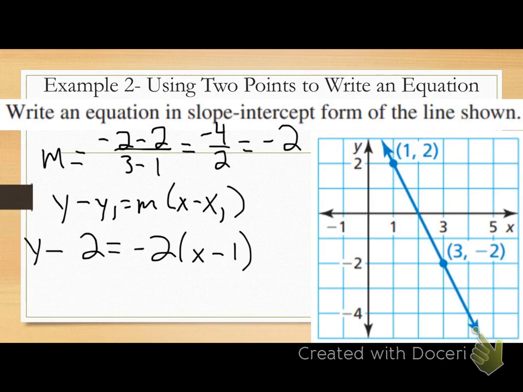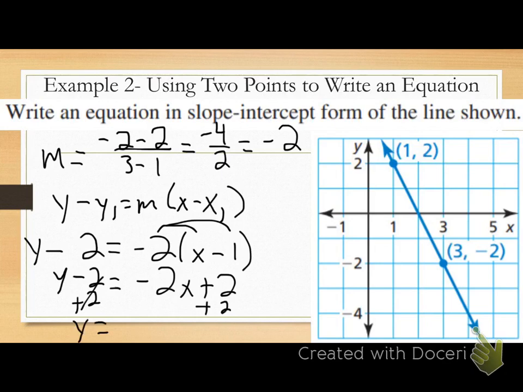Before I add 2 to both sides, what might I want to do first? Distribute. So I'm going to distribute here. What's negative 2 times x? And plus 2. And now what can I do to get y by itself? Add 2 to both sides. So I get y equals negative 2x plus 4. And there's my equation in slope intercept form.